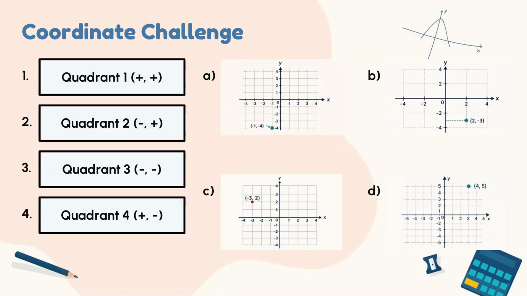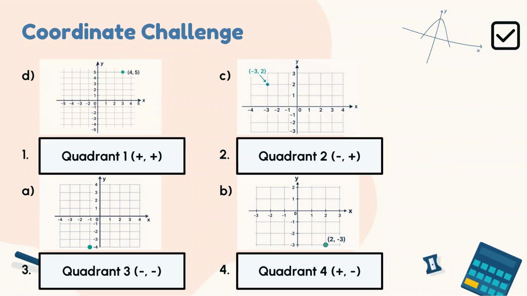Now, let's try a coordinate challenge. You need to match each quadrant to the correct position. Quadrant 1 has positive x and positive y. Quadrant 2 has negative x and positive y. Quadrant 3 has negative x and negative y. Quadrant 4 has positive x and negative y. Pause the video and match each quadrant before checking the answers.